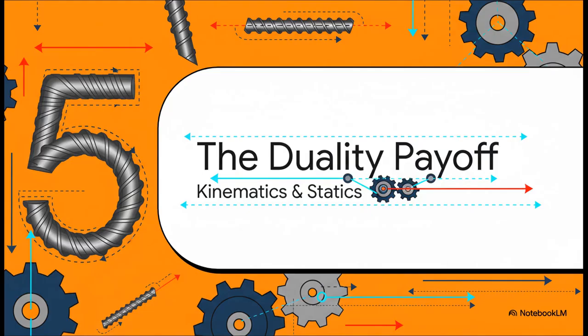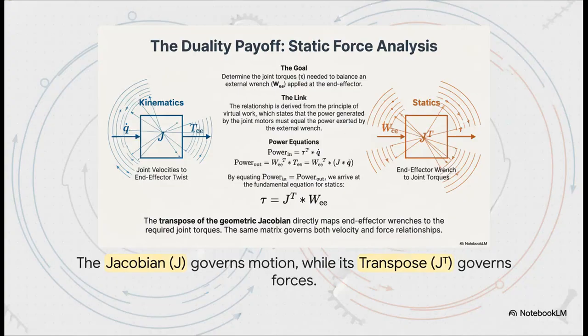So, we've seen how to get velocity from joint speeds. That's awesome. But screw theory has one more incredible, absolutely elegant trick up its sleeve. Let's look at the ultimate payoff, what's known as the kinematics-statics duality. And this is the big reveal, the mic drop moment. On the left, you've got kinematics. The joint speeds go through our Jacobian, J, and that gives us the end effector's velocity or twist.